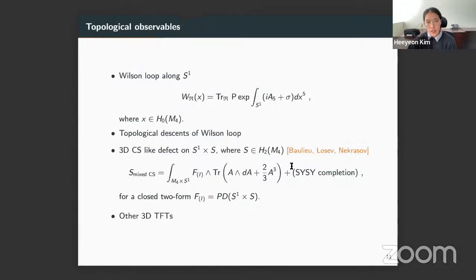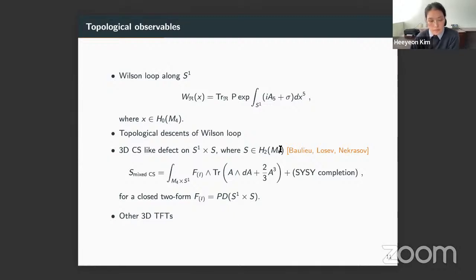Now you can consider various different observables in this theory. One of the most fundamental classes of observables is the Wilson loop along S1 that sits at a point x on M4. And you can also consider some topological descent of the Wilson loop that will generate some extended operators on M4 that still wrap the S1 direction. An interesting example of an extended observable is actually the 3D Chern-Simons-like defect on S1 times S, which is a codimension two locus in our five-dimensional manifold, where S is some element in the second homology group of M4.